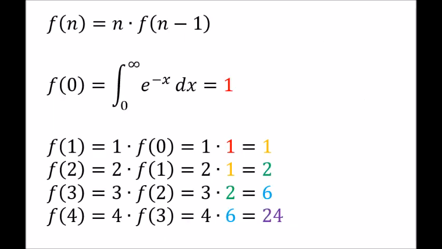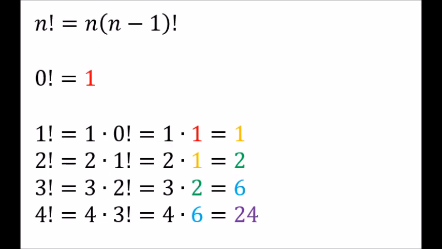It is easy to verify that the integral of e to the minus x from 0 to infinity equals 1. So we define f of 0 is 1. Next we use the recursive definition to get f of 1, then f of 2, and so on. But wait a minute, we already know another function that is recursively defined the same way. It is the factorial. N factorial is simply n times the quantity n minus 1 factorial. Start by defining 0 factorial as 1. The rest follows accordingly.